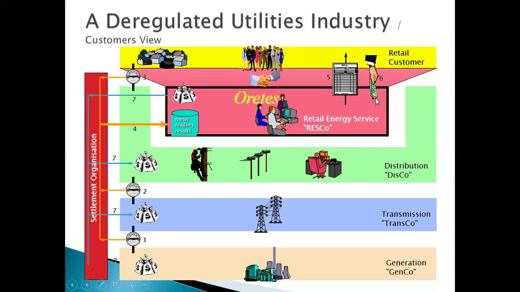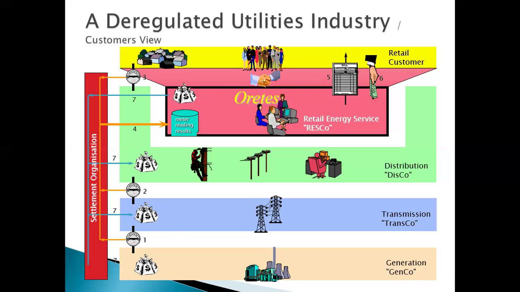And once they pay, that same money will go back to the distributor company, then to the transmission company, and finally to the generation company. So this is the whole flow. And through this, we call it the settlement of the organization. So it will go two ways. One is energy settlement, the other is financial settlement. So energy settlement and revenue settlement will happen.